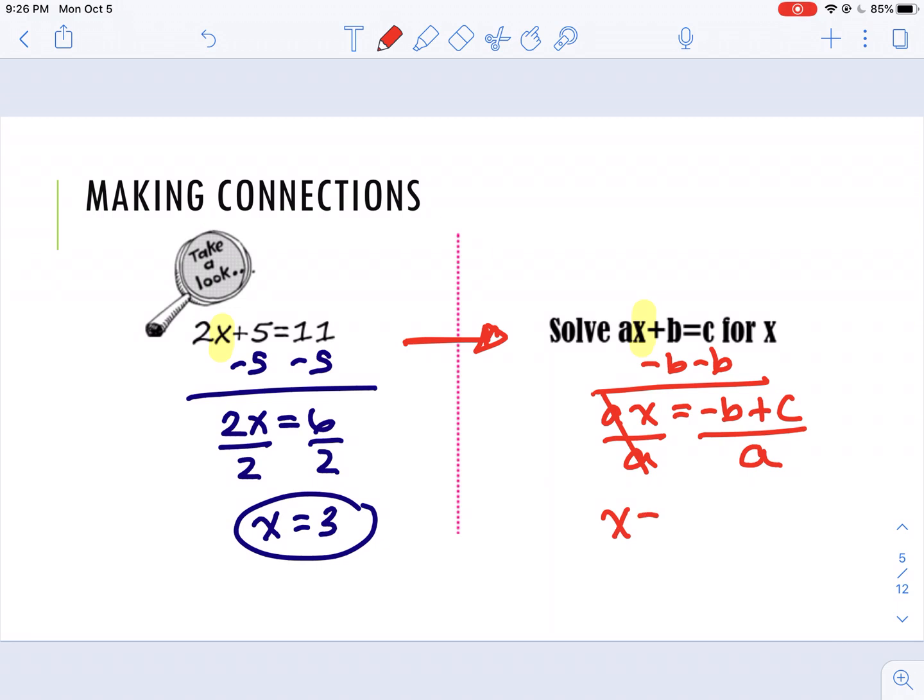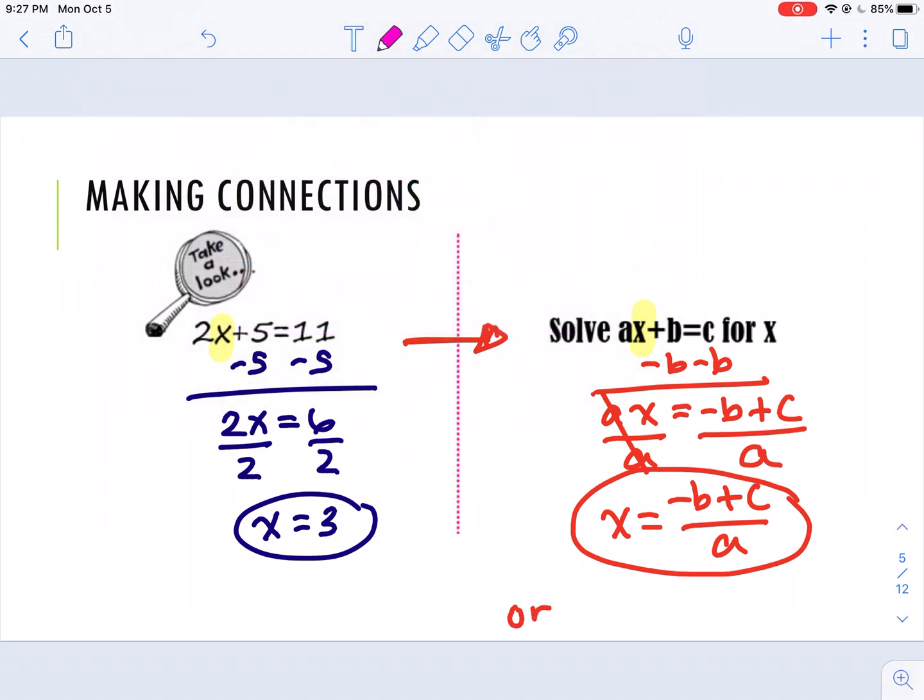I'm left with x is equal to negative b plus c all over a, and that's going to be my final answer. For those of us that are ready, we can also write it in another way. Now we know that the denominator of a belongs to both numerators, okay? So another way that we can express that is to split it up into two different fractions. x could also equal negative b over a plus c over a. All right, and both of these answers are correct.